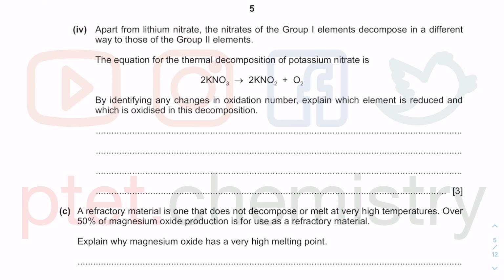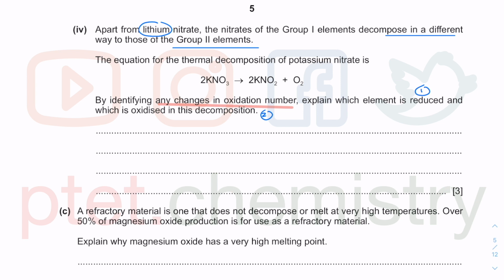The next bit of the question: apart from lithium nitrate, the nitrates of group 1 elements decompose in a different way. So lithium nitrate behaves similarly to the nitrates of group 2 elements. So this is potassium nitrate, so it behaves differently from the group 2 nitrates. By identifying any changes in oxidation number, explain which element is reduced and which element is oxidized.